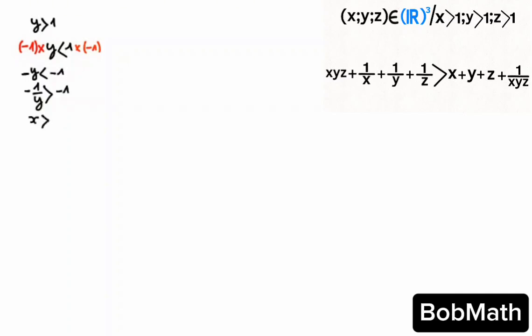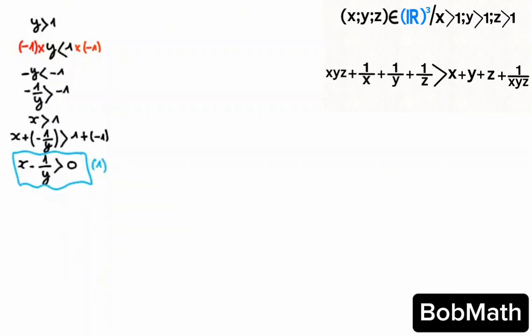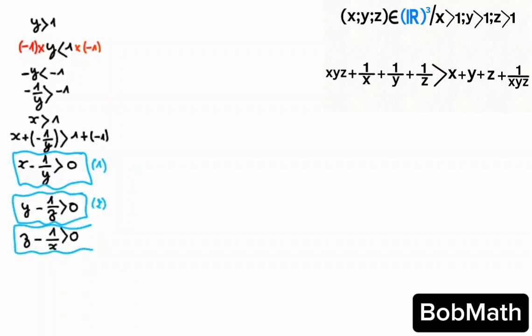And we have x greater than 1. So x plus minus 1 divided by y is greater than 1 plus minus 1, and therefore x minus 1 divided by y is greater than 0. We call this inequality 1. In the same way, we show that y minus 1 divided by z is greater than 0 and z minus 1 divided by x is greater than 0. We call these inequality 2 and inequality 3.